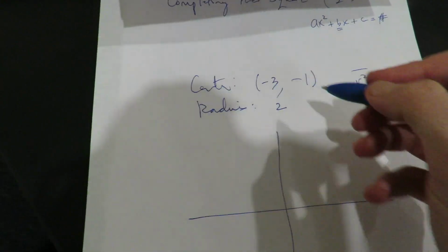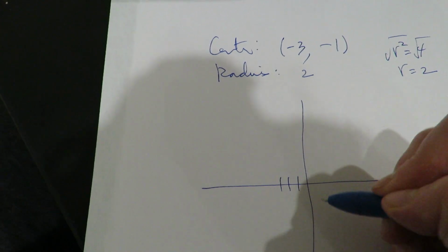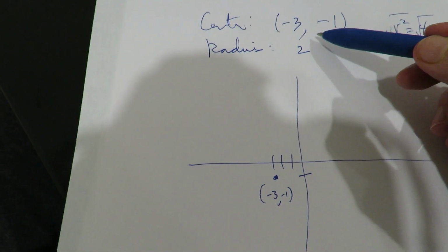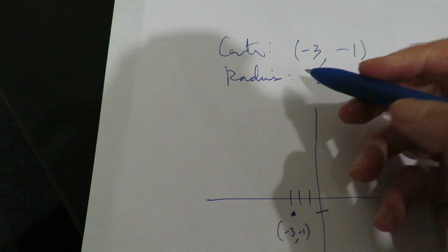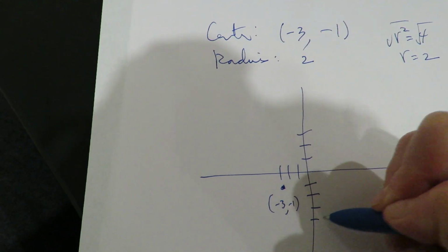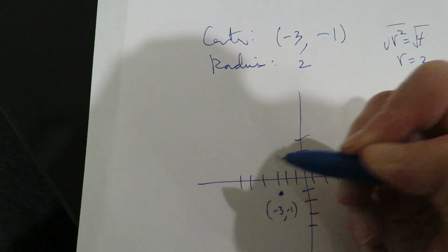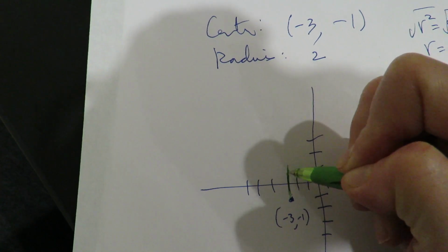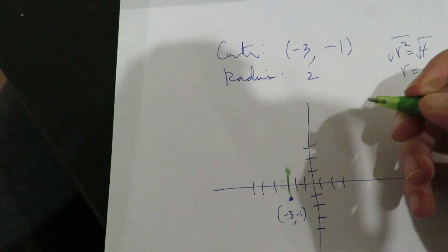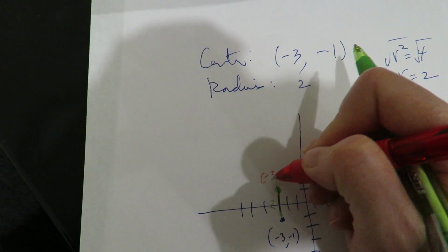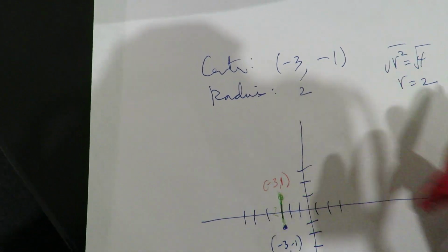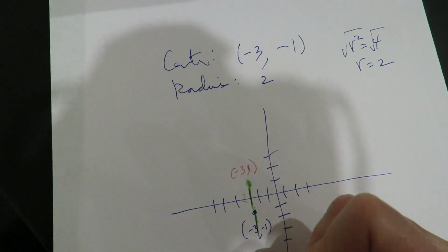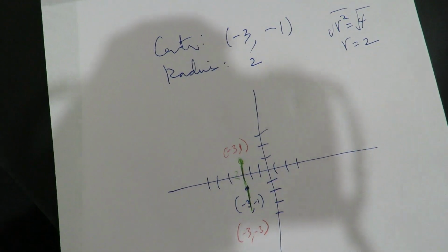You're going to put the center up first. Okay, there's my (-3, -1). And I want you to use the radius like spokes in a wheel. Okay, so if the radius is 2 from the center, I want you to go up 2 units. If I go up 2 units, I'm going to be at (-3, 1). I want you to go down 2 units. If I go down 2 units, I'm at (-3, -3).